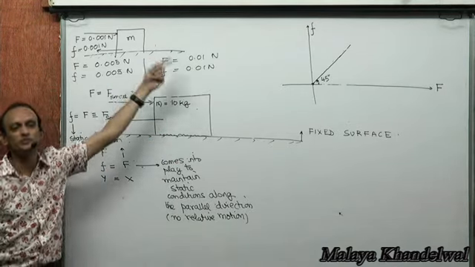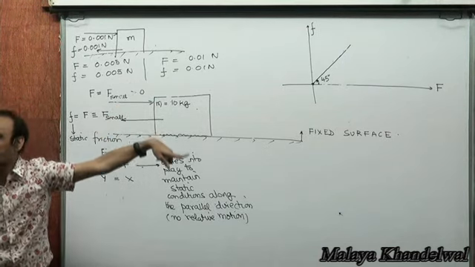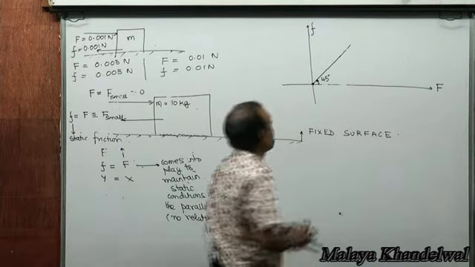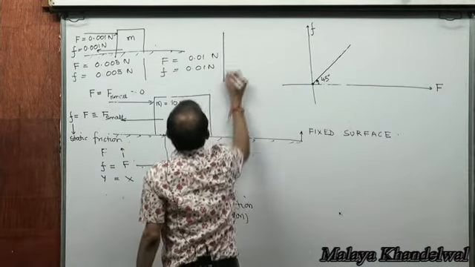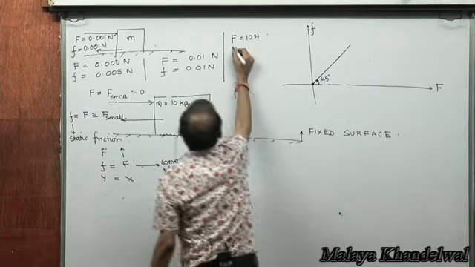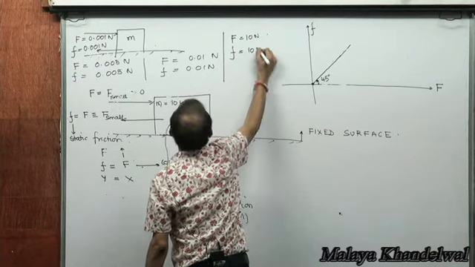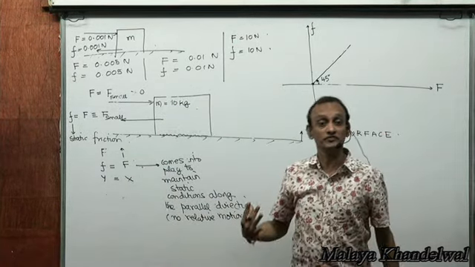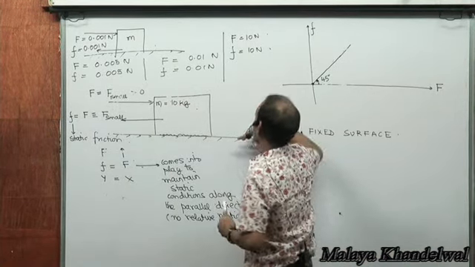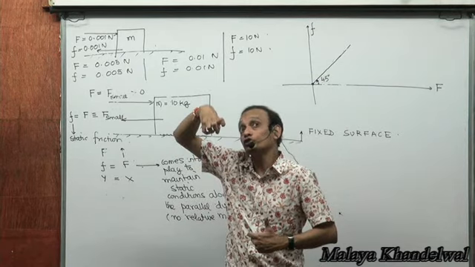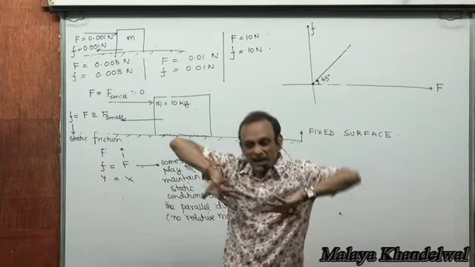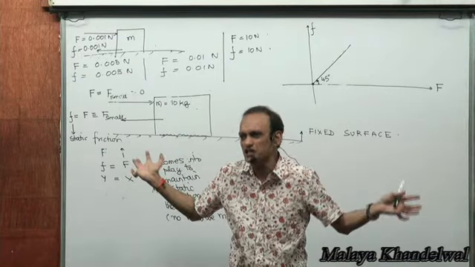Small f will try to keep pace with capital F to preserve static conditions along the common tangent direction. But after a while, say capital F becomes, for example, 10 newtons. Small f also becomes, say, 10 newtons. It's still preserving. But this could have been a state where these interlockings are on the verge of seizure. They're about to break. They're about to sinter.